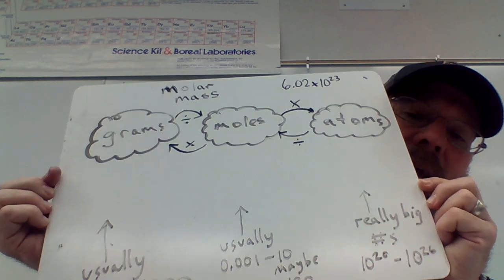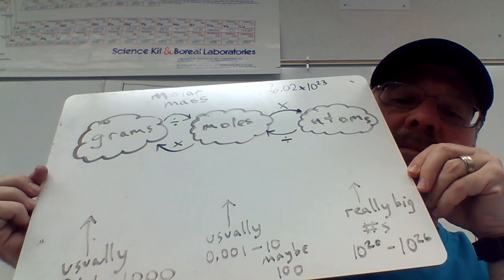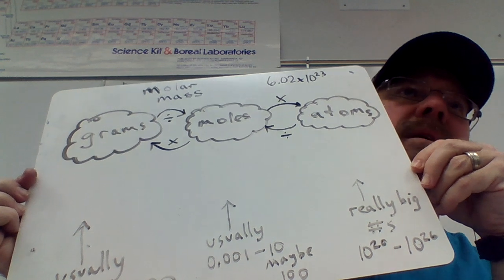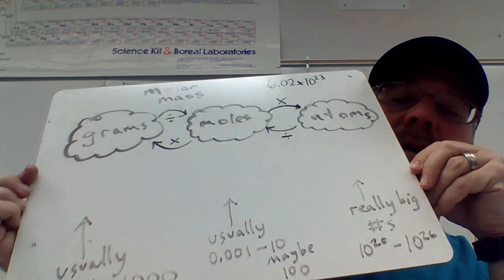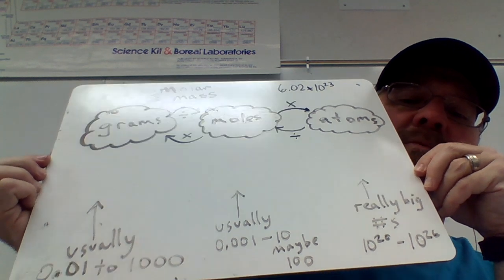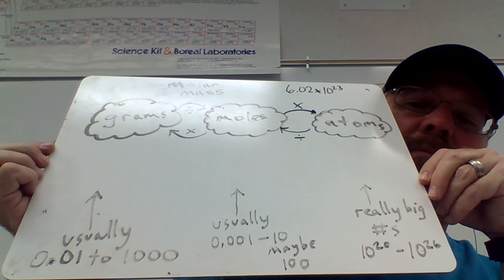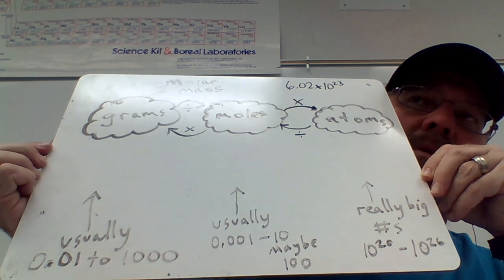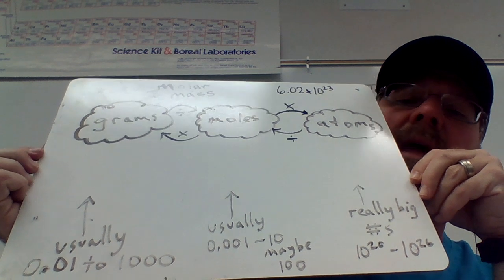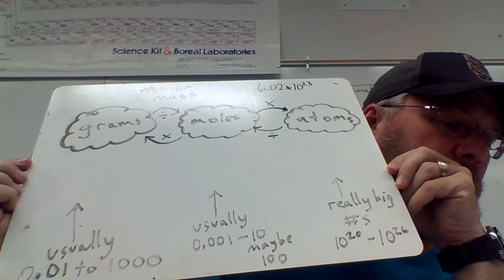Now, as far as atoms go, what you have to remember is that atoms are really, really big numbers. They're going to be 6 times 10 to the 20th to 7 times 10 to the 26th. They're going to be really, really large numbers that have 20, 30 zeros on the end of them, that kind of thing. So they're really, really big numbers. All right.